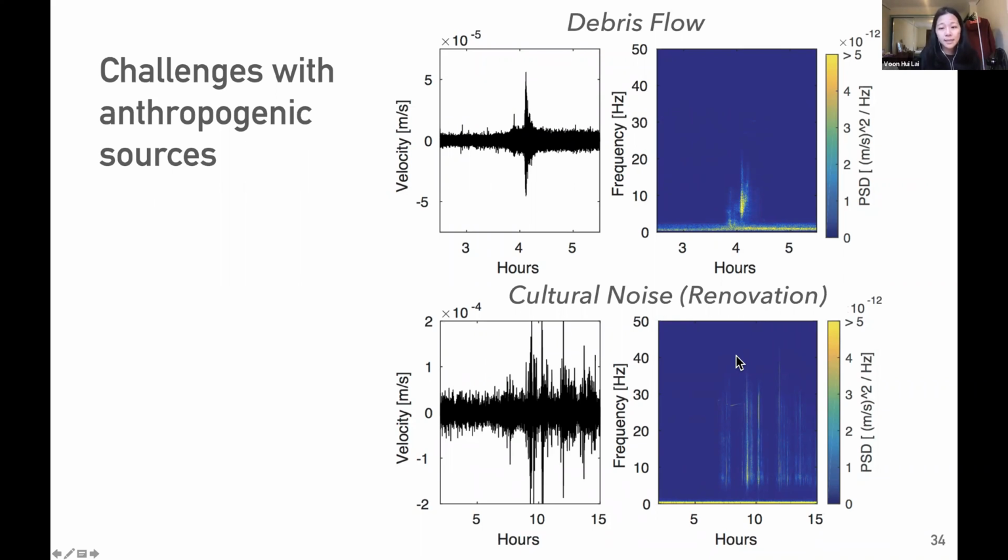And hence, if it's used for the threshold-based method, this cultural noise will exceed the threshold. And in this case, we'll need to complement the threshold method with other types of methods, or incorporate information if we know in advance that there will be strong cultural noise near the sensor.